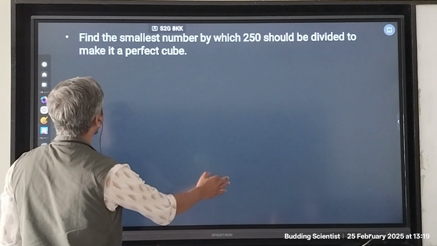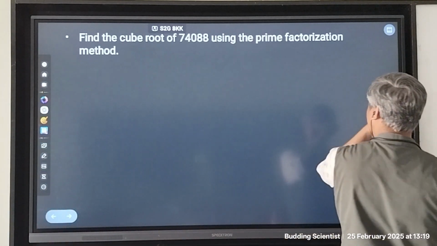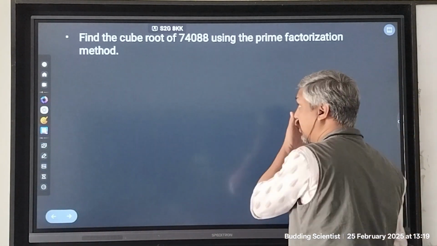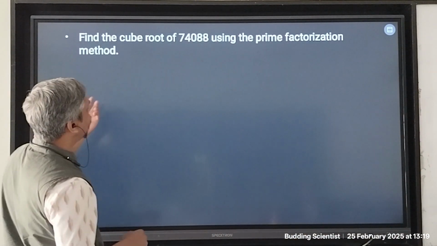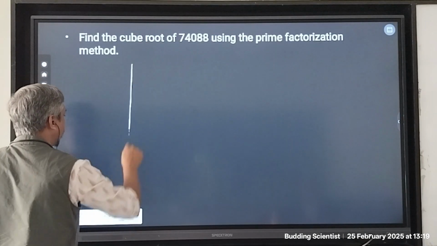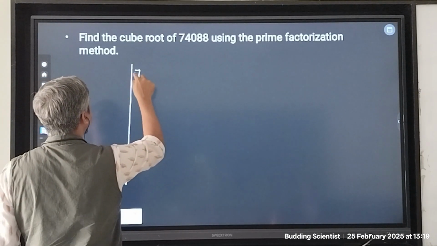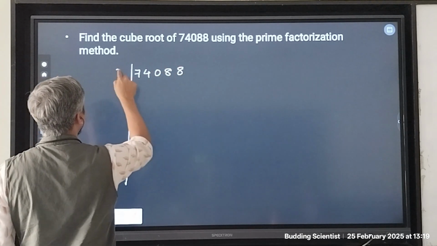Next question. Find the cube root of 74088 using prime factorization method. There is no other method in cube root. In square root there was the long division method. Cube root does not have long division. Prime factorization of 74088.